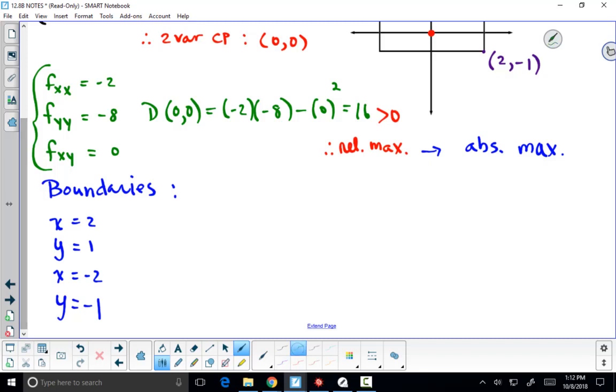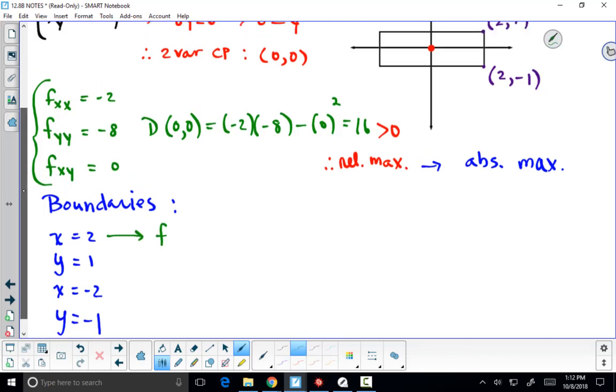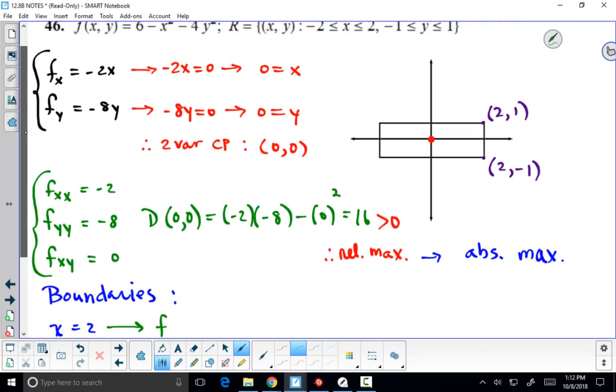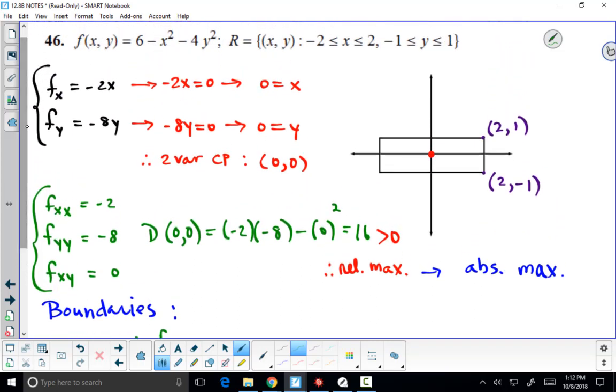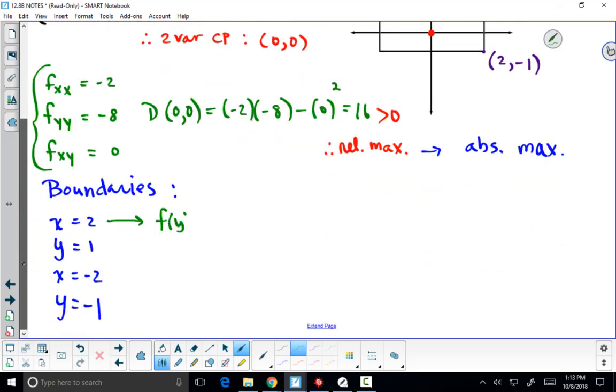So when x is equal to 2, what we are going to do is take a look back up at our function, and we're going to plug in x equals 2. On this curve right here, x is always 2. So we're going to plug that in up here, and our function value will be dictated totally by the y-coordinate. So when x is 2, we end up with 2 minus 4y squared.